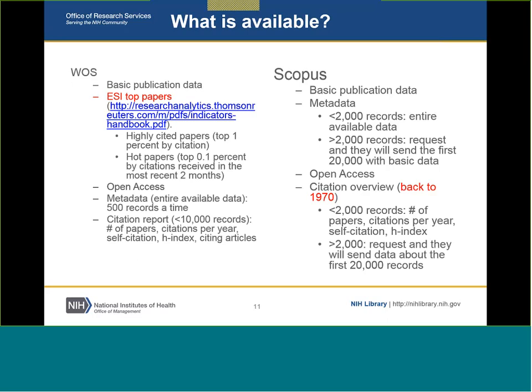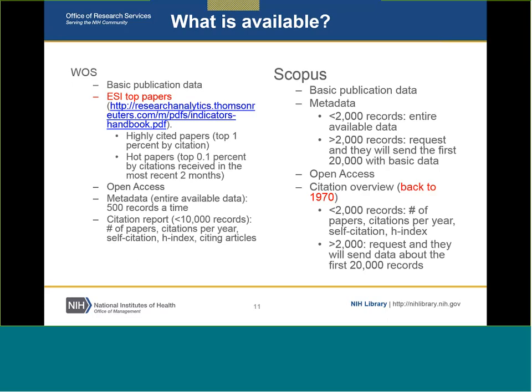Okay, but for the metadata, they have their restrictions or limits as well. For the metadata, your search has to be smaller than 2,000 articles. If your data set is smaller than 2,000 articles, the entire available data can be downloaded. If it is larger than 2,000 records, you will have to send a request, but they are going to send you only the first 20,000 articles with basic data. So if your data set is larger than 20,000, they will only give you the first 20,000, and it's not a full data set, it's only the basic data.